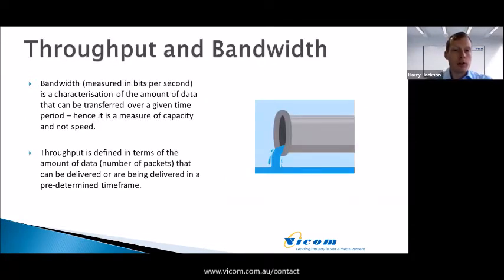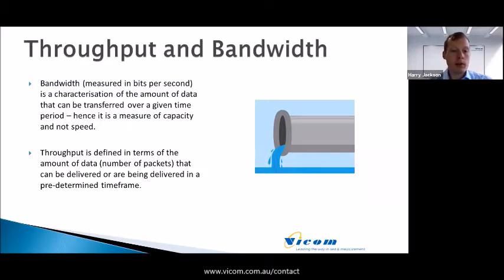Next, we're going to quickly touch on throughput and bandwidth. And these are sometimes terminology that are used interchangeably, and they really shouldn't be. So first up, we'll chat about bandwidth. And bandwidth is essentially a measure of capacity of a given link. And it's measured in bits per second. So that could be megabits per second or gigabits per second. And think of it essentially as how big the link is, or what's the capacity of the link, how big is your pipe. And then throughput is defined in terms of the actual amount of data or the number of packets that can be delivered through that given link in a predetermined time frame.